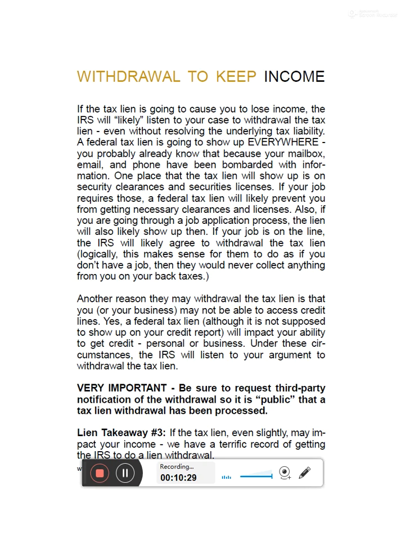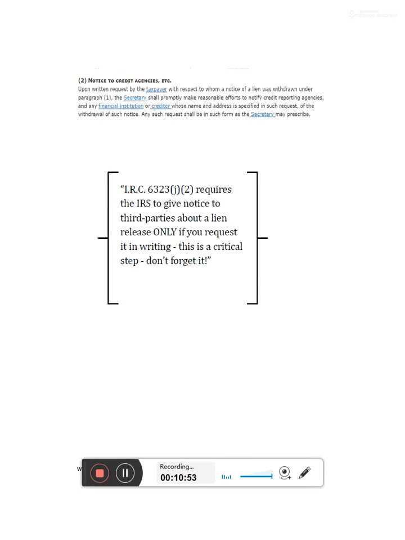Now, I want to warn you, the withdrawal will happen, but it won't automatically be public. So if you're worried because it's going to show up on a job application or security clearance, you have to specifically request in writing that it is made public. That way it tells the world that a lien has been withdrawn. Okay? Under law 6323(j)(2), you have to give written notice to have the lien withdrawal made public.